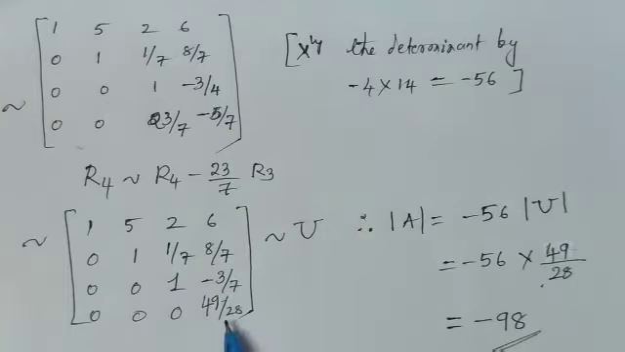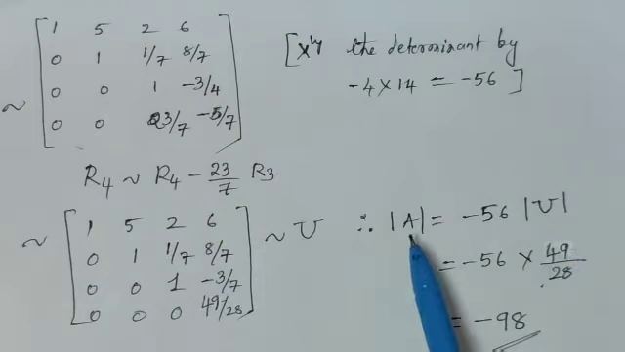Now, this is also one of the properties: the determinant of an upper triangular matrix is the product of the pivot elements, or the diagonal elements. What is the product of the diagonal elements? 1 into 1 into 1 into 49 by 28. So that means the determinant of U is 49 by 28.